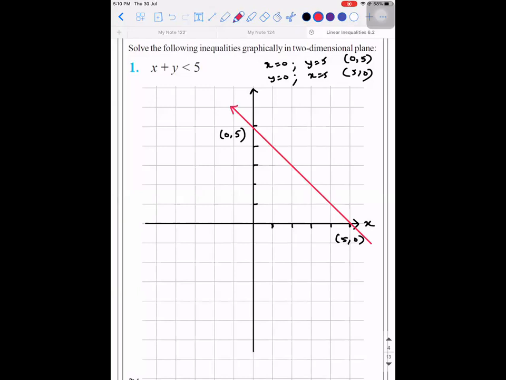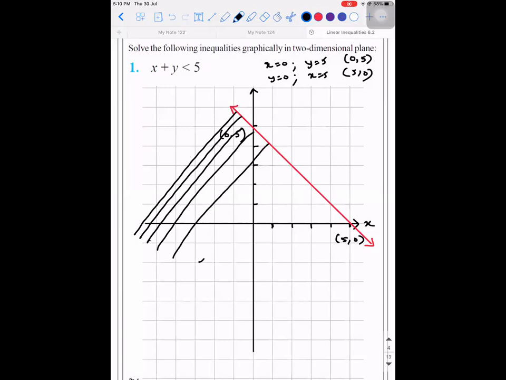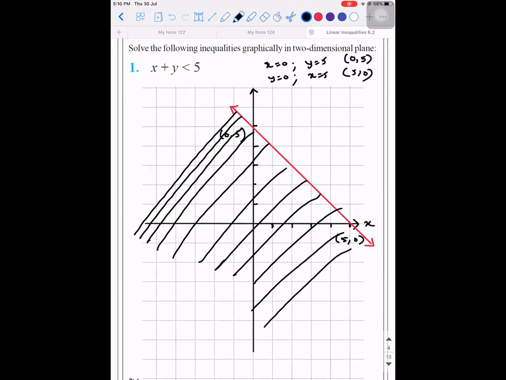After this, we should substitute 0, 0 and see. So 0 plus 0 is less than 5. Yes or no? Yes, sir. So you should include the origin in it. So this whole side has to be shaded. It keeps on going till infinity. So there will be infinite number of points that are possible.